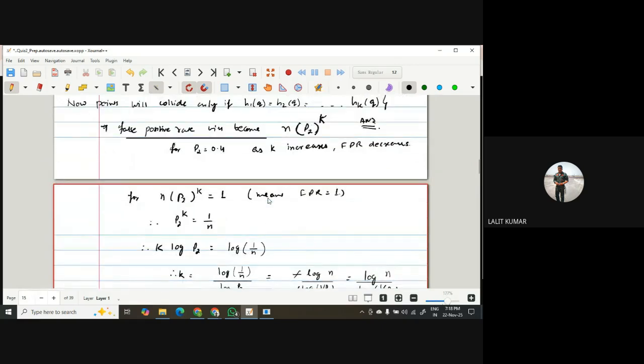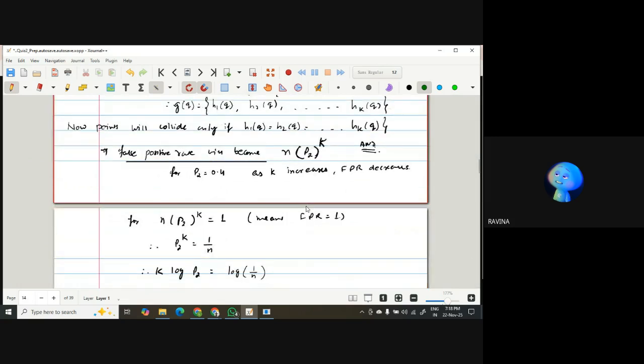So from here, from this n p2 to the power k, your main derivation comes. Excuse me, sir, why is there n in the false positive rate? Is it expectation? It is not expectation. It is the number of bad points. It is the number of bad points which it will get. Okay.